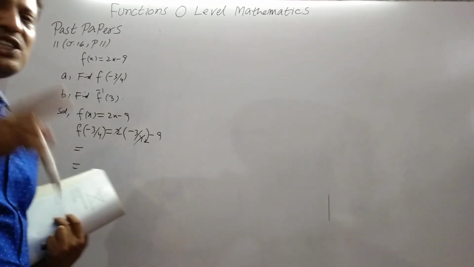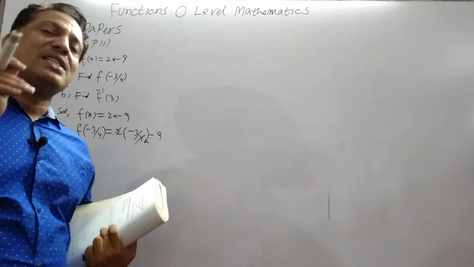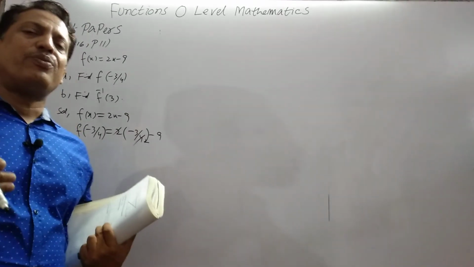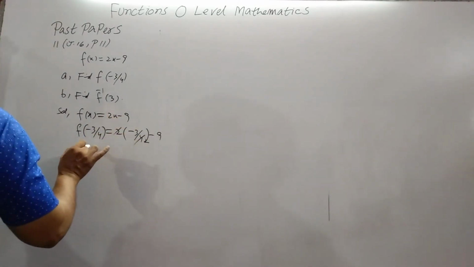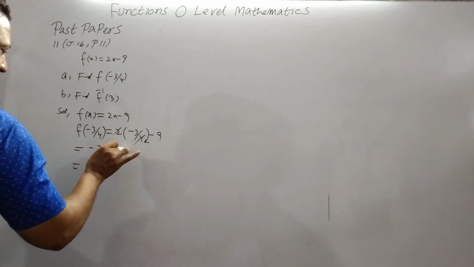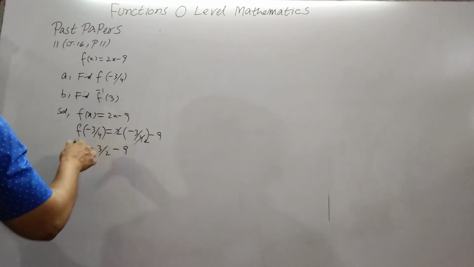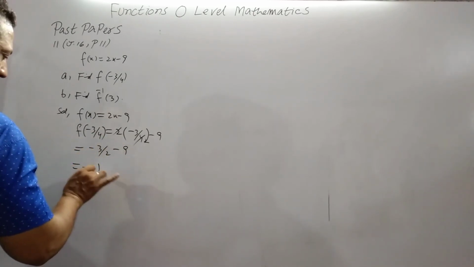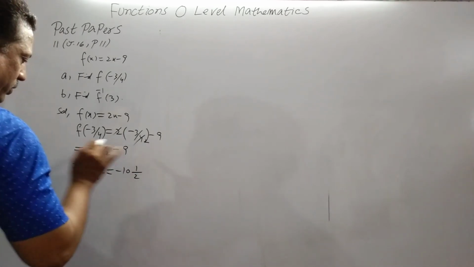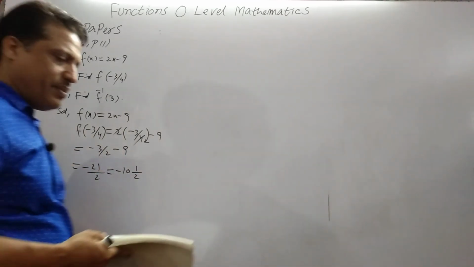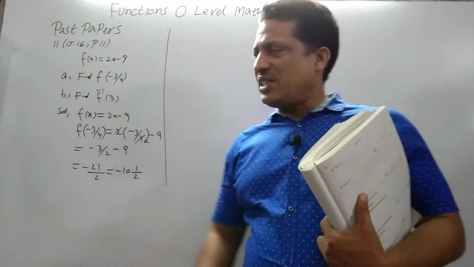Students, in paper 1, timing is very important. You have to do around 27 questions in 2 hours. 2 hours means just 120 minutes. So don't give more than 2 minutes to one question. So 2 cancel by 4. Answer is minus 3 upon 2 minus 9. Take the LCM: 2 into minus 9 is minus 18, minus 3 is minus 21 upon 2, or you can write minus 10 whole 1 upon 2 in the form of a mixed number. I hope you know how to convert the given fraction into a mixed number.